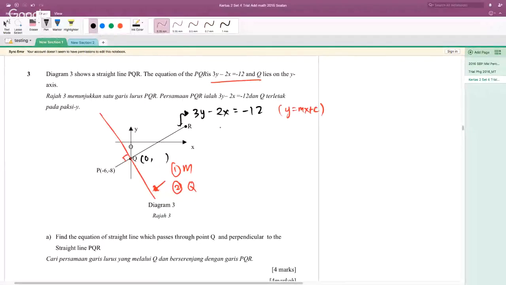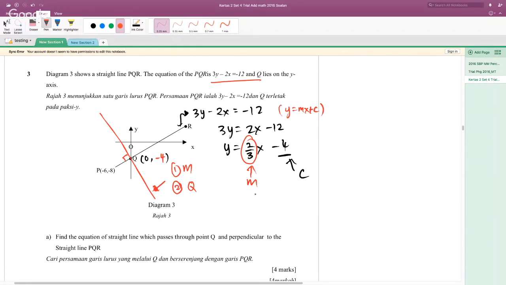Okay, so this is 3y equals 2x minus 12. So y equals 2 over 3 x minus 4. Over here, negative 4 is my c, isn't it? C is the y-intercept of this straight line. That means you see PQR, this straight line will have a y-intercept at negative 4. That means Q is (0, -4). Okay, this is the idea. And then I got the gradient is 2 over 3.